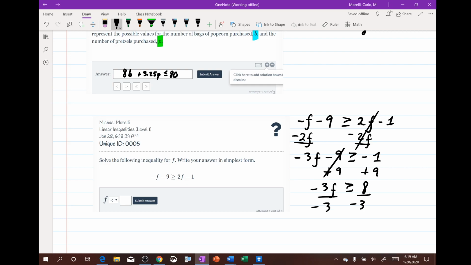And because we divided by a negative, we'll have to flip the sign, giving me f is less than or equal to negative 8/3. And that's what we'll go with.